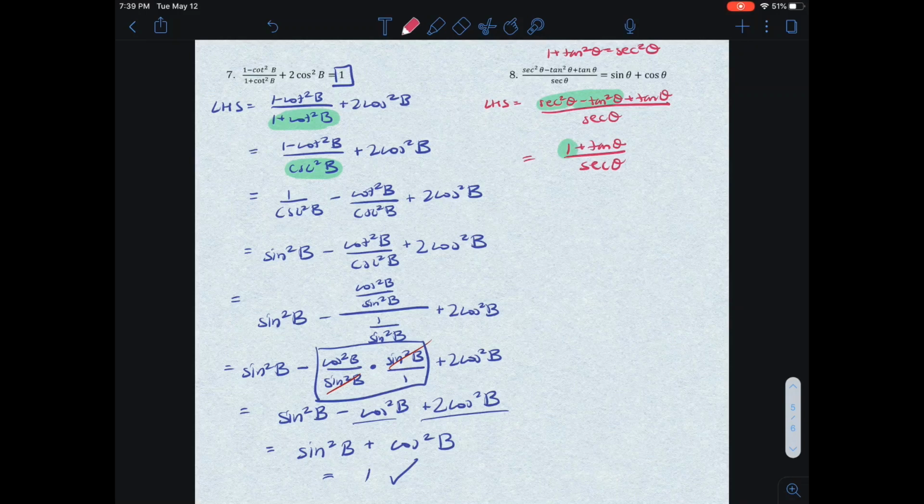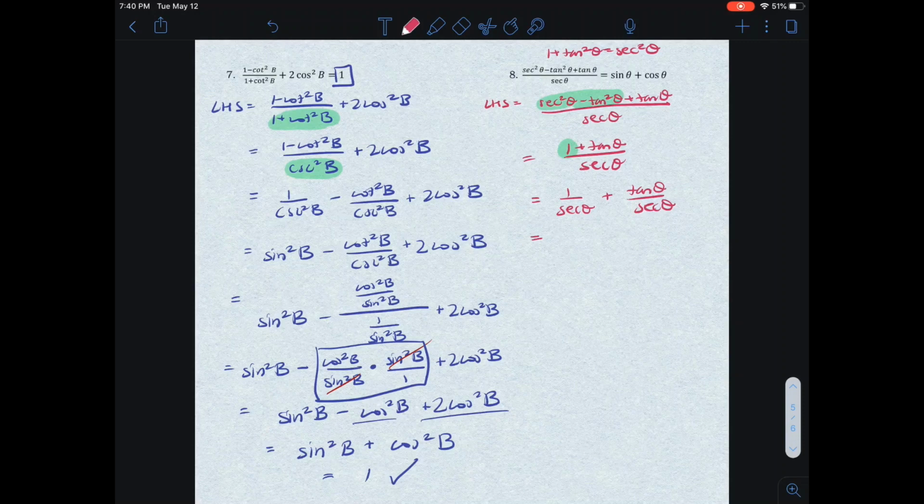Now from here, I have 1 plus tangent of theta over secant of theta. It's looking a lot nicer. The next thing I'm going to do is break this up into multiple fractions. I'm going to write this as 1 over secant of theta plus tangent of theta over secant of theta. If in this step you wrote everything in terms of sine and cosine, that is totally fine. As long as you do all your work correctly, you'll get the right answer too at the end. But here I'm going to break it up.